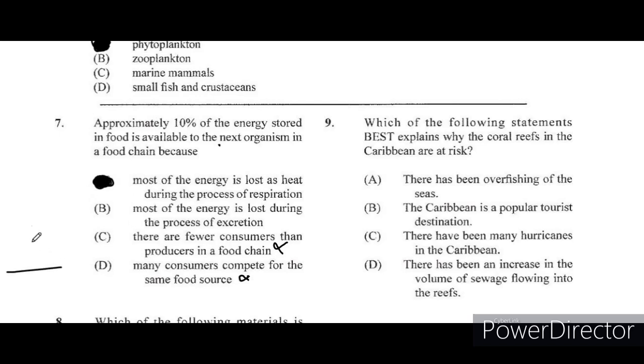So, as you move up trophic levels, the energy supplied to the next organism is less because energy is lost through metabolic processes like respiration.